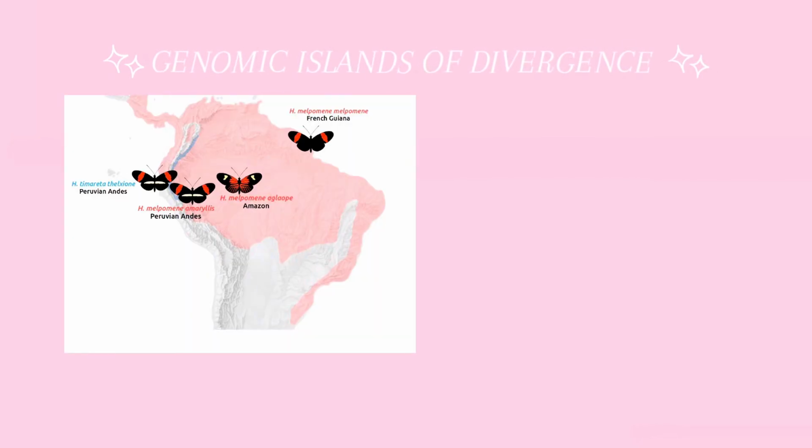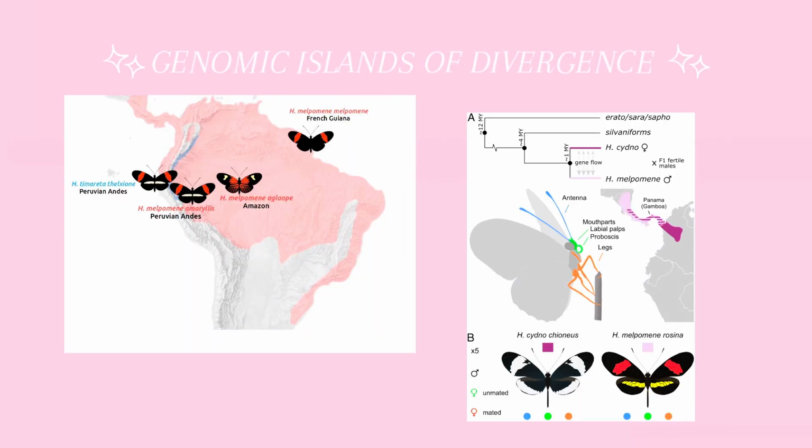Interestingly, not all genomes diverge at the same rate. Scientists often find genomic islands of divergence, which are small regions of the genome that differ strongly between populations, even when the rest of the genome remains similar. These regions often contain genes involved in adaptation or reproduction and are resistant to gene flow.